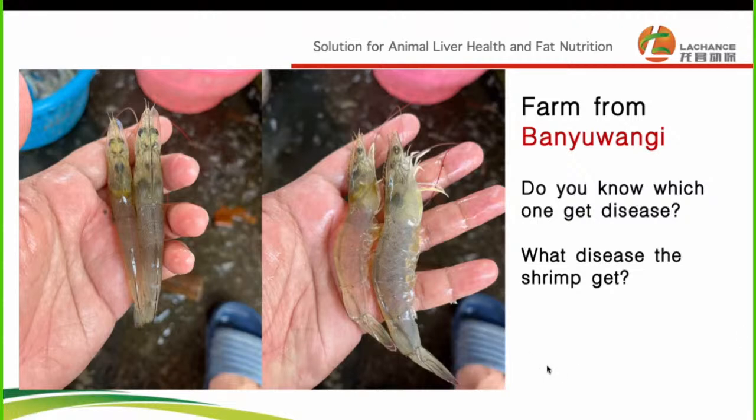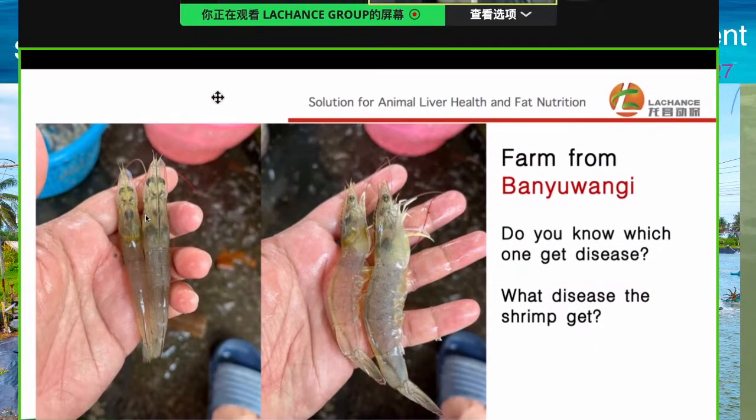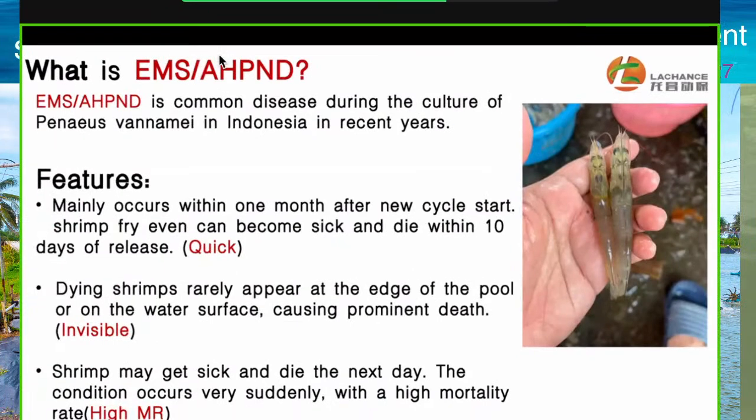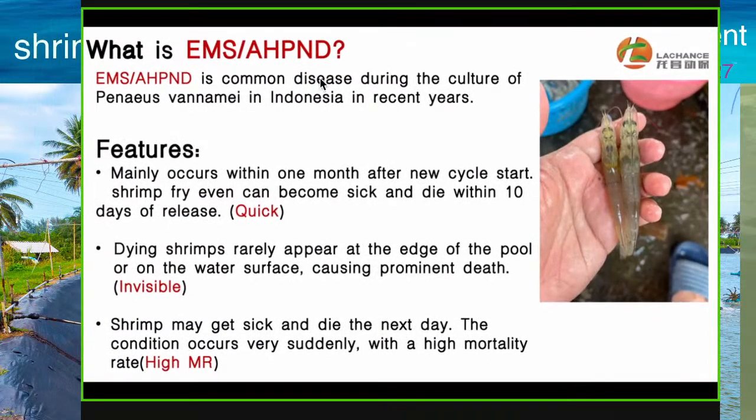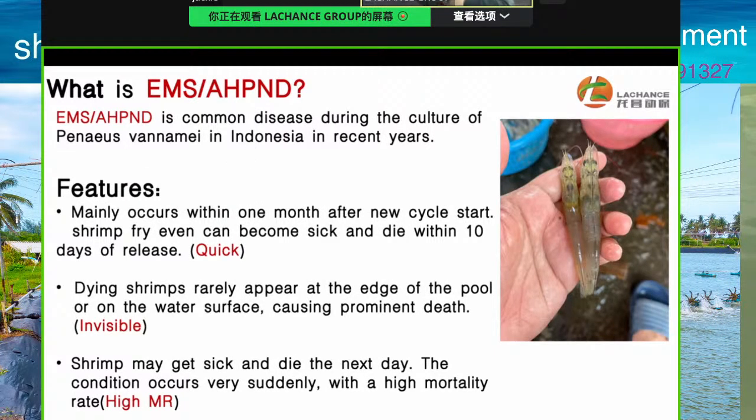I will give you the answer on the left side. The smaller shrimp is the one that got the disease. And what disease did the shrimp get? It's the topic we talk about today, EMS and HPND. So what are EMS and HPND? I know some shrimp farmers sometimes guess that shrimp are slow growing, whether it's HPND or EMS. So today I will share with you some features to help you analyze whether the shrimps got HPND.